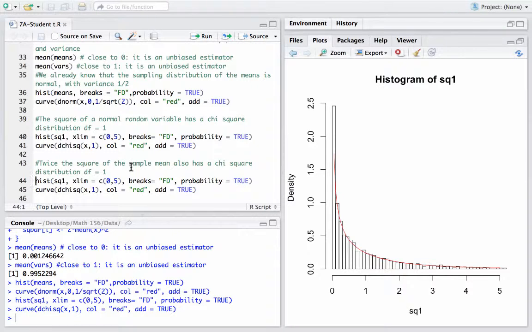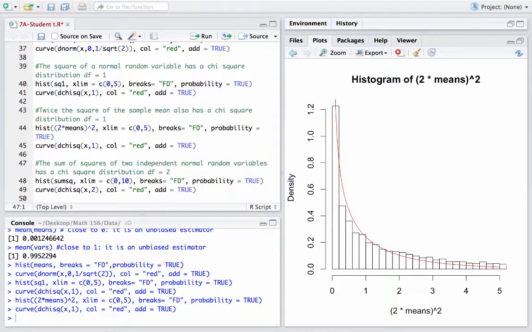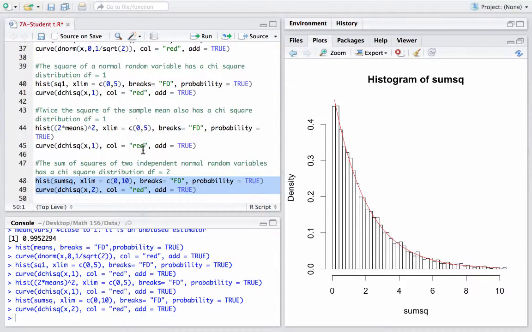Now the sample mean is centered at 0 with variance 1/2, so squaring it, after rescaling, should give us something that also looks like a chi-square distribution, this time with 1 degree of freedom. Although it looks like Paul didn't change that here. There you go. And the sum of both draws should be distributed chi-squared with 2 degrees of freedom. Sure enough, it is.